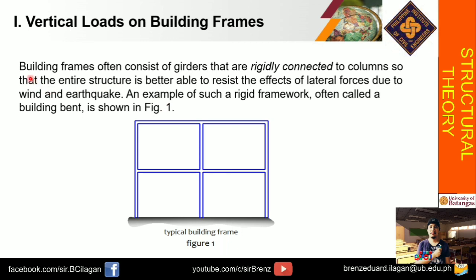So basahin natin yung definition. Building frames often consist of girders. So again, ano nga yung girders natin? Yung mga horizontal members sa isang frame. That are rigidly connected to columns. So ang columns mo is yung mga vertical member. Ito mga to. That the entire structure is better able to resist the effects of lateral forces due to wind and earthquake. An example of such a rigid framework, often called a building bent, is shown in this figure. So itong ating framework na to is commonly known as a building bent. Okay? So let's proceed with the next slide.